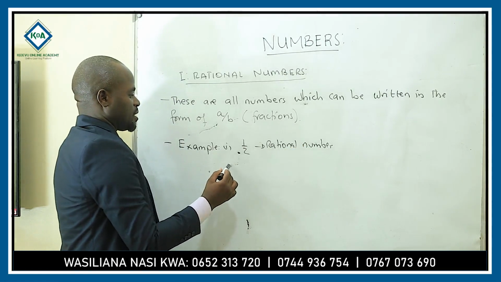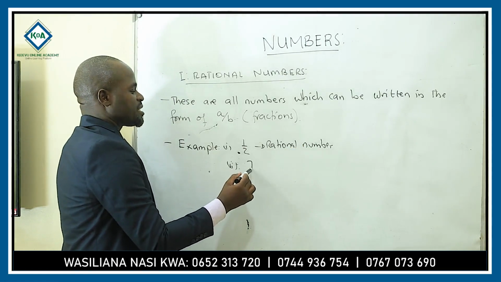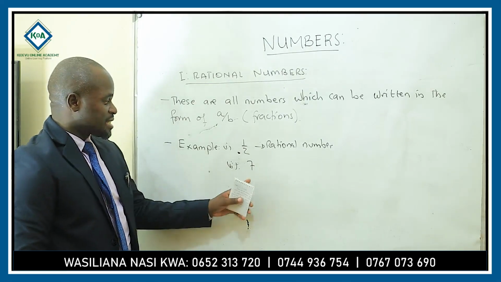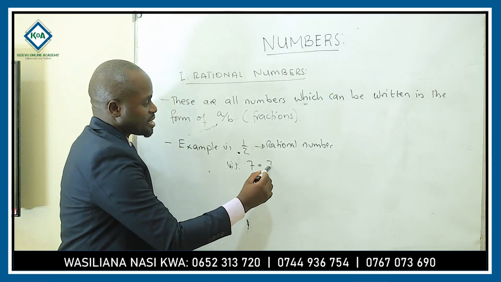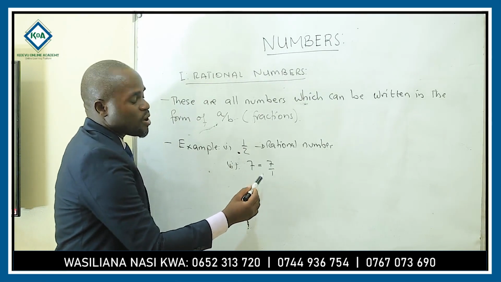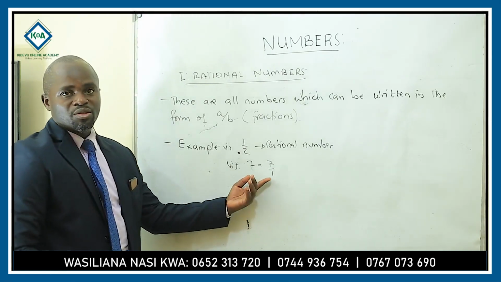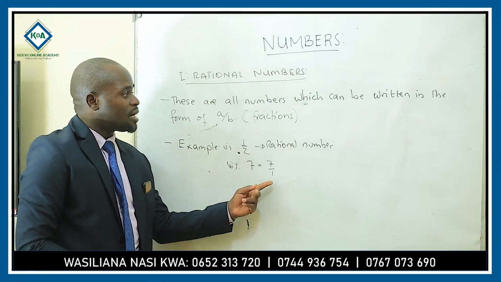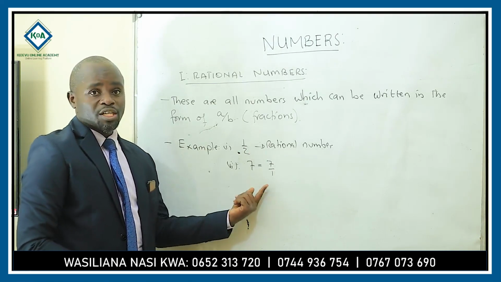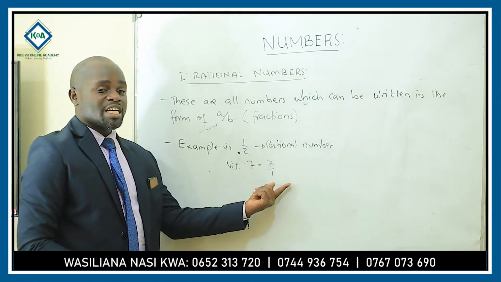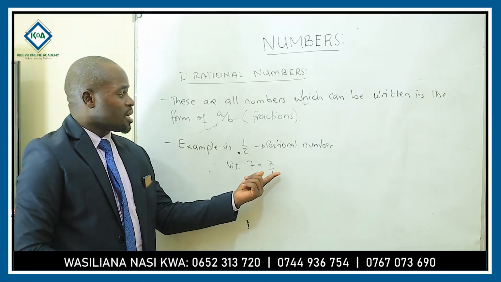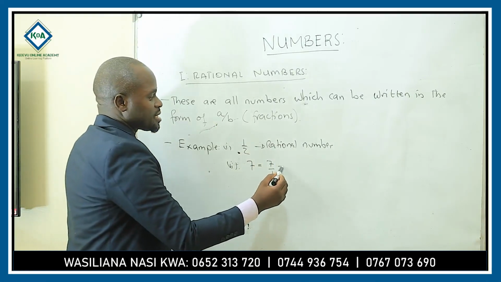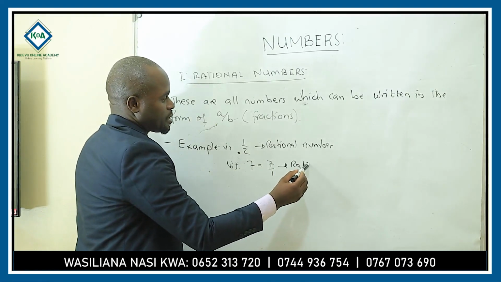Another example is if you write maybe 7. Now 7 also is rational, because it is 7 over 1. There is a 1 down there. Normally it is not written, but it is there. So if it is 7 over 1, then it becomes a rational number, because it has been expressed in terms of a fraction, in terms of A over B. So 7 is also a rational number.